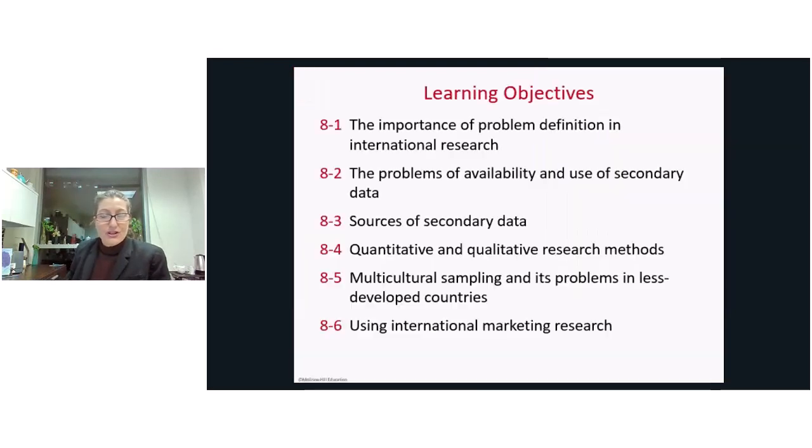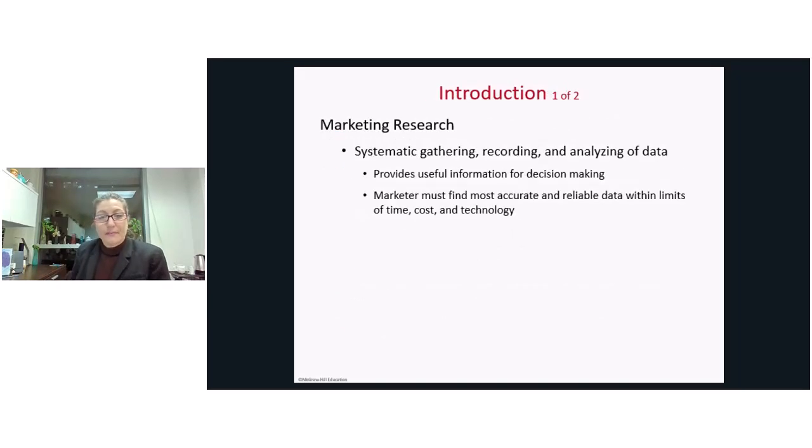So in this chapter we're covering the importance of problem definition in international research, the problems of availability and use of secondary data, sources of secondary data, quantitative and qualitative research methods, multicultural sampling issues and problems, challenges in less developed countries, and using international marketing research.